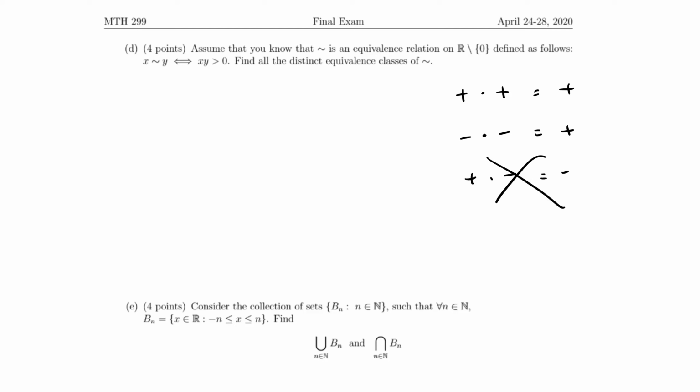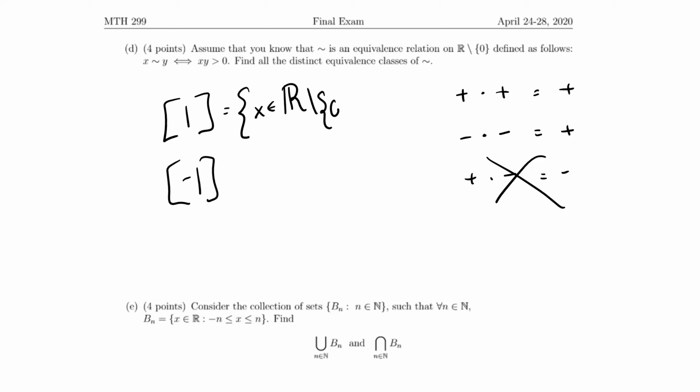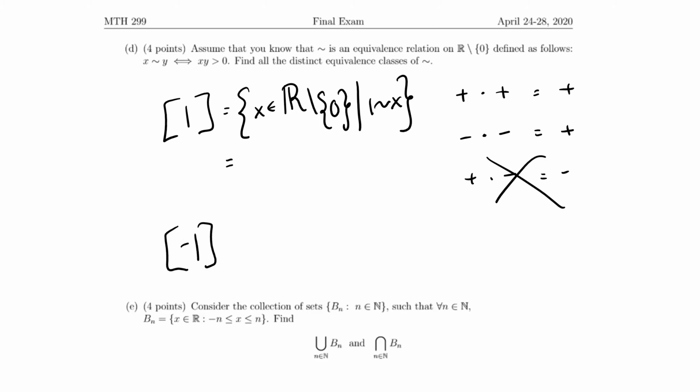We don't want that. So our two equivalence classes are going to be, let's say, 1 and negative 1. So the class of 1 is all the x's in the reals except for 0 such that 1 twiddles x. And remember, this is the same as x twiddles 1 because we already know it's an equivalence relation. So we have symmetry. Well, who twiddles with 1?